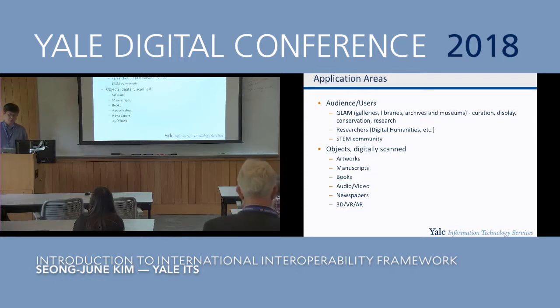So the objects for display or curation are obviously artworks, manuscripts, books, and the latter ones are relatively new and in development. So audio and video, newspapers, 3D, VR, AR objects. Those are technically not images, 2D images. So there's some discussion about whether they have to change IIIF for something like IXIF or something like that.